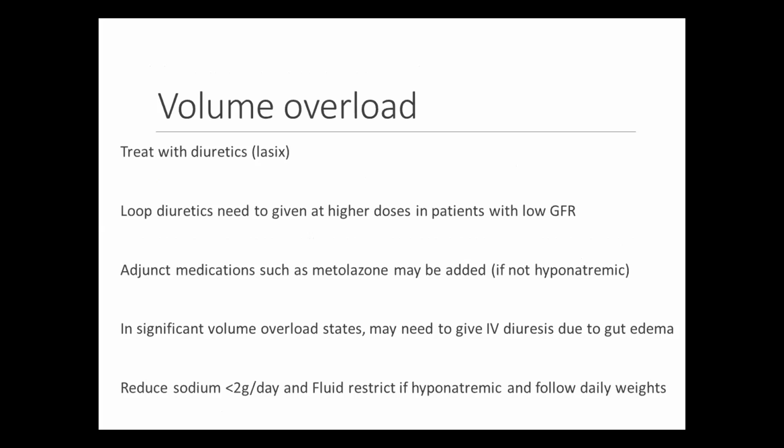Volume overload is common in CKD as well. We treat this with diuretics, especially loop diuretics. Now, loop diuretics need to be given at higher doses in patients with lower GFR as they have to be excreted into the tubules. Adjunct medications like metolazone can be added, but these have to be used with caution to ensure that people are not hyponatremic before or after they start these medications, because they are thiazide-like diuretics.